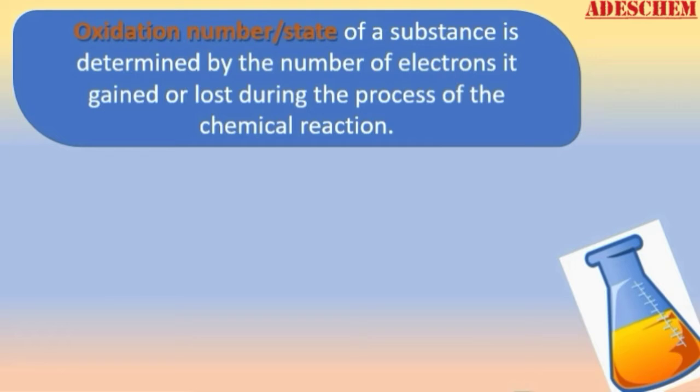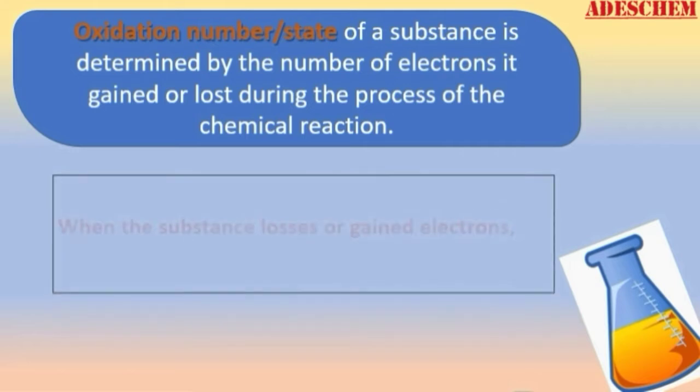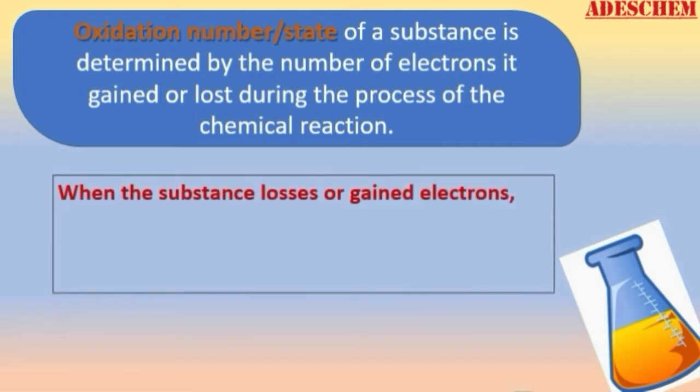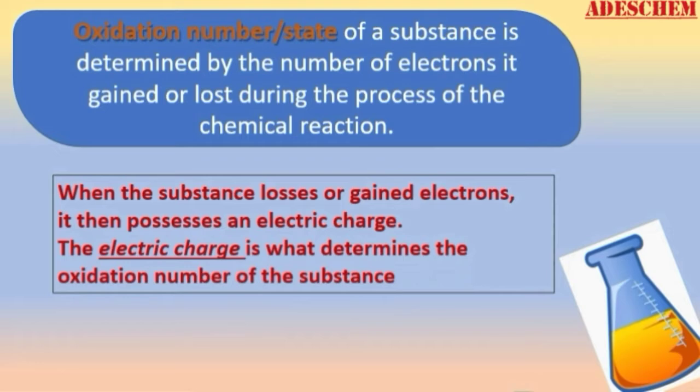Now, when a substance undergoes chemical reaction, there's usually a transfer of electrons. It's either the substance is gaining electron or losing electron. At the end of the reaction, the oxidation number of that substance is going to be the number of electrons it has lost or gained. Now, when the substance loses or gains electron, it possesses an electric charged particle. Now, the electric charge of that substance is what determines the oxidation number of that substance.